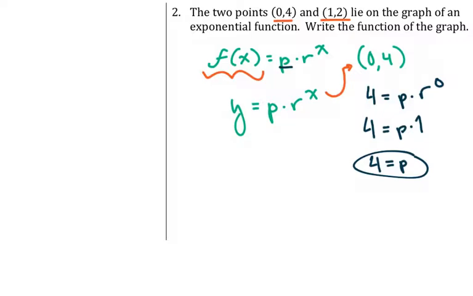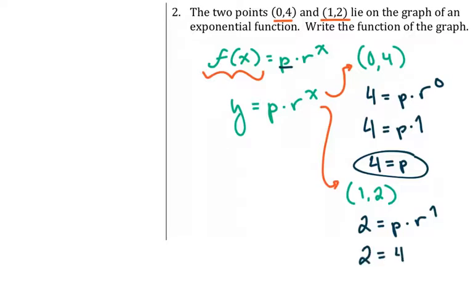We'll use our second point to find r. So plugging it in, we get 2 is equal to p times r to the 1. R to the 1 we can just write as r, and p we know is 4. So 2 is then equal to 4 times r, meaning that r is equal to 1/2, which gives us our second number that we need.